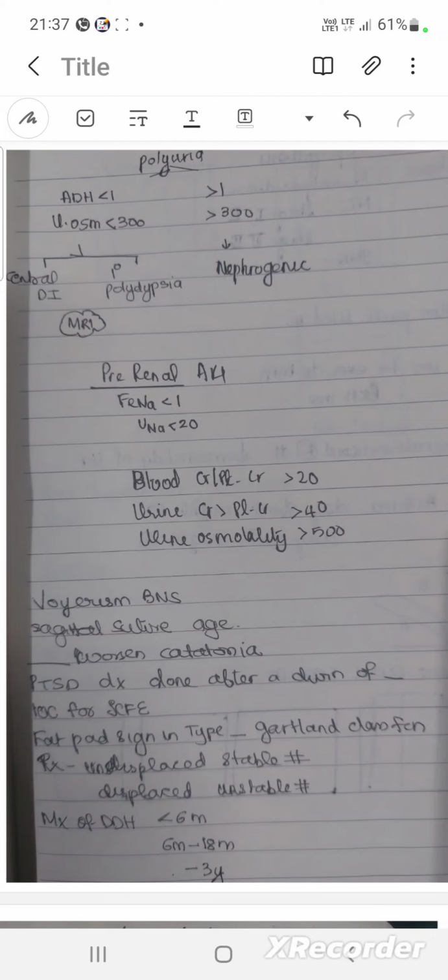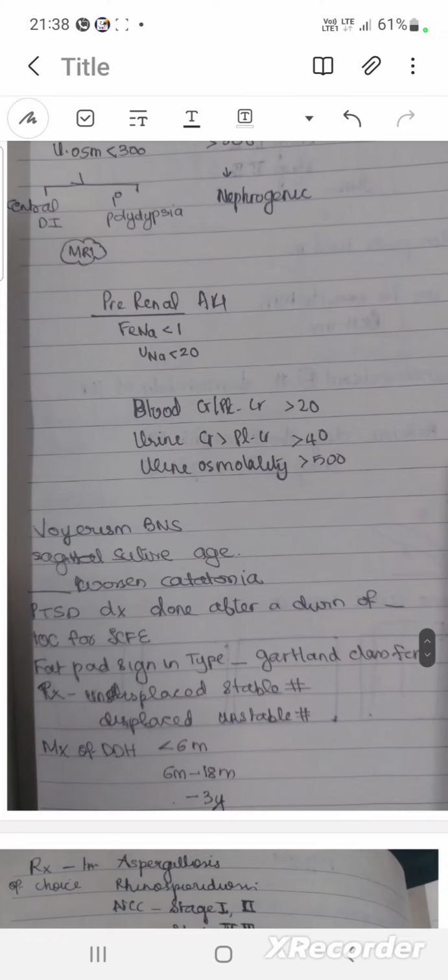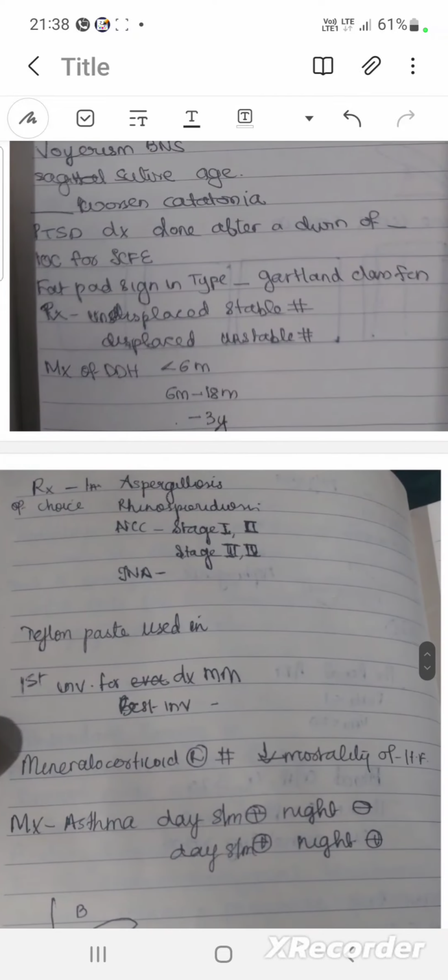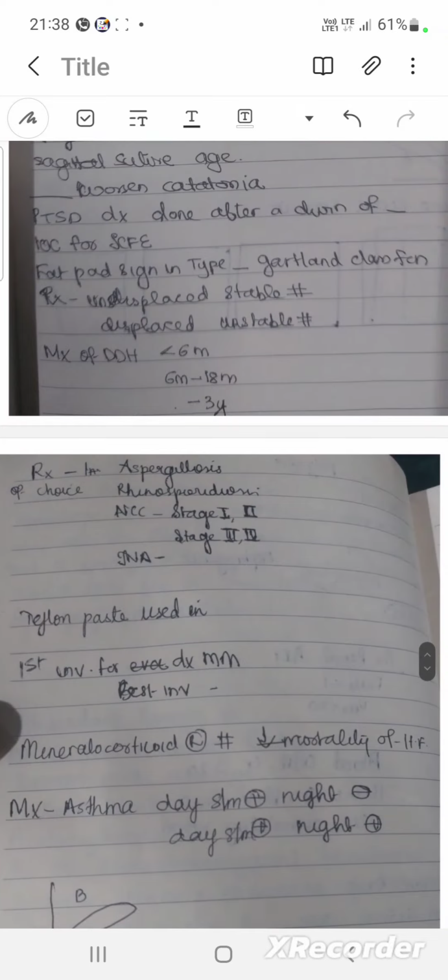Voyeurism BNS is 77, sagittal suture closure, age will be 60 years. Worsening catatonia is with antipsychotics. So post-traumatic catatonia is relieved by lorazepam, whereas exacerbated by giving antipsychotics, like atypical antipsychotics.